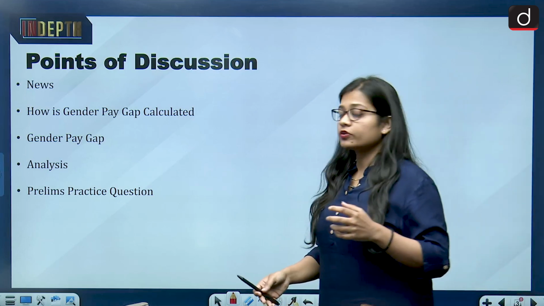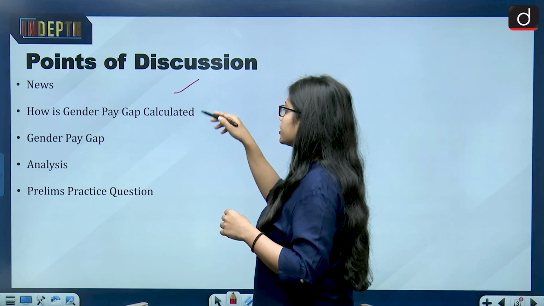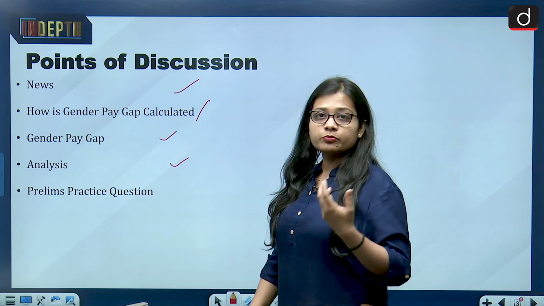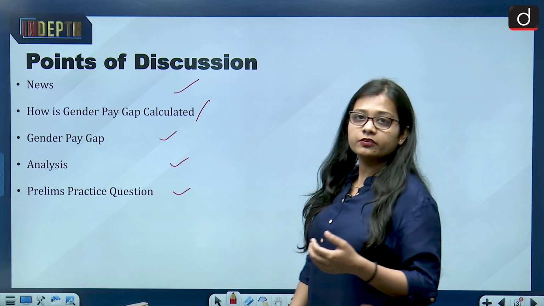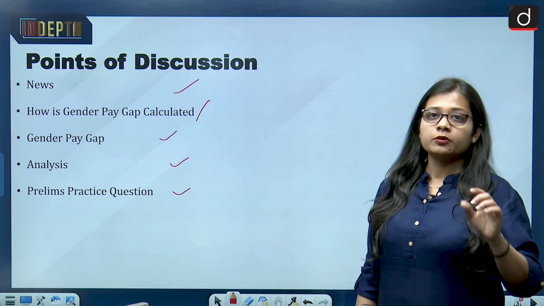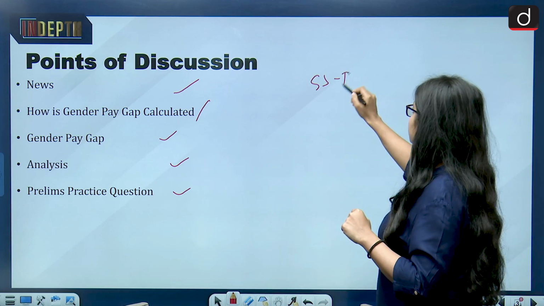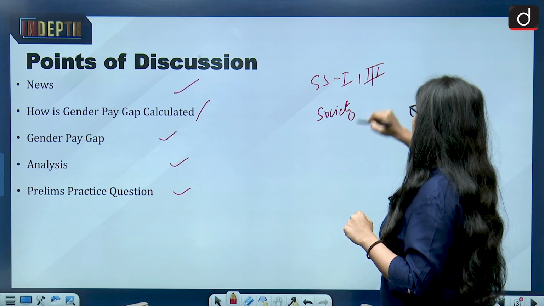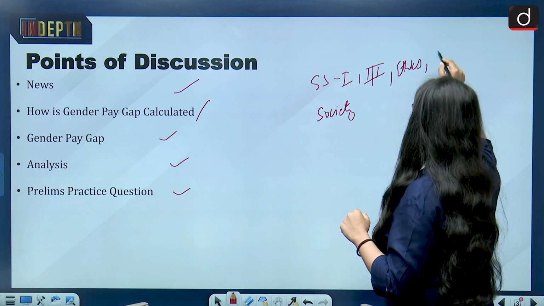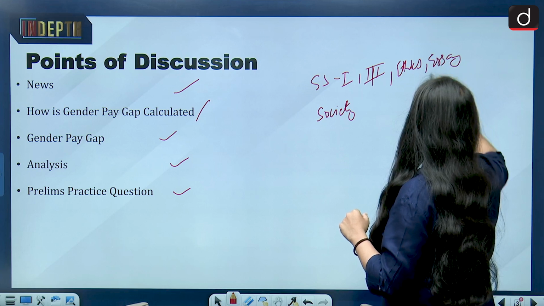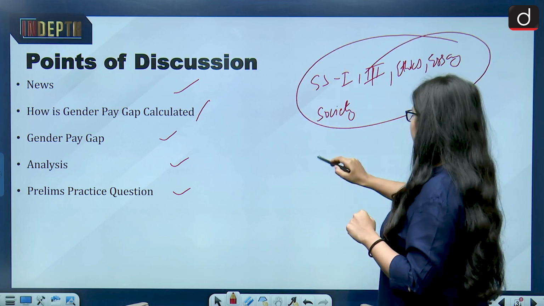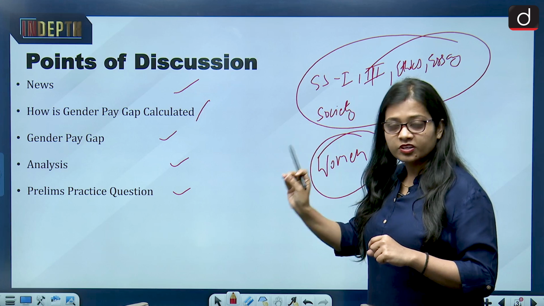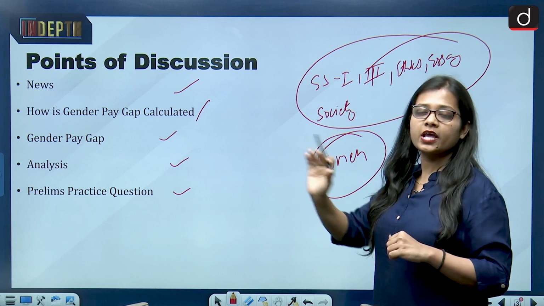First of all, about the points of discussion: first we'll be looking at the news, then how the gender pay gap is calculated, then what major points we can take out from it, and in the end a prelims practice question. Very important topic, because this can be a part of GS paper 1, that is society, then GS paper 3, it can be a part of ethics also, and very important for essay also. So wherever the topic of women comes, this topic will be very helpful for you.